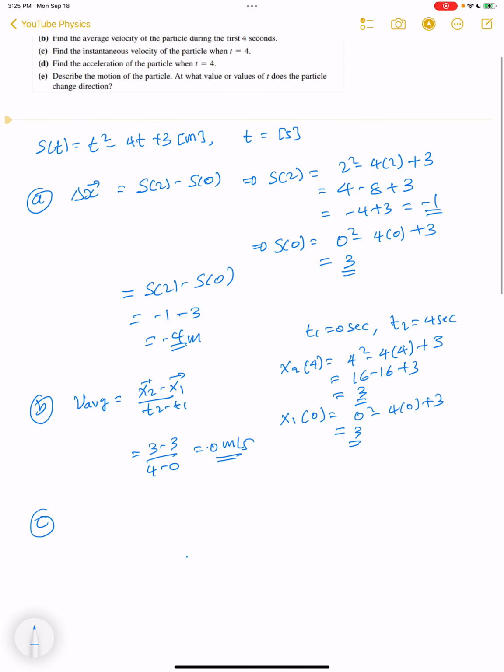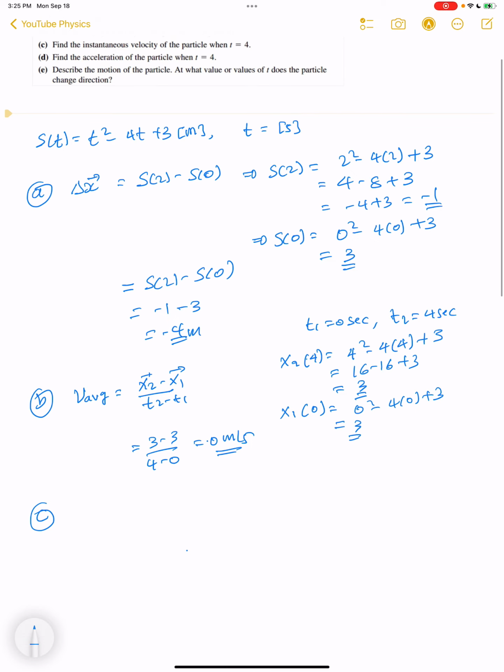C is asking us to find the instantaneous velocity of the particle when t equals 4. So again, when finding instantaneous velocity, which is given by just v here, you take the derivative of the position, dx/dt, in this case ds/dt, with respect to time. So d/dt of t squared minus 4t plus 3, right? So this gives us an expression for velocity, which becomes 2t minus 4.